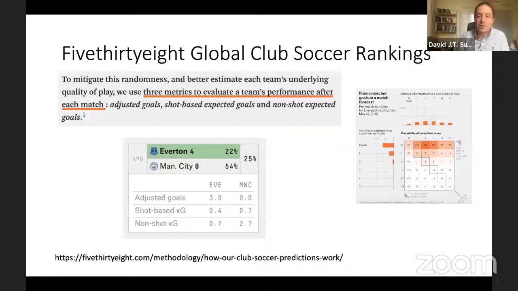And then for every match, you look at the adjusted goals, the shot-based expected goals, and the non-shot expected goals, and use that to update the rankings of the teams. It was quite cool to see they use exactly this. I showed this heat map of the results. I've no idea why they also used Everton versus Manchester City in their example, but apparently it's a popular example to use. This one is Liverpool versus Brighton. Most likely result 2-0 to Liverpool, but a whole range of different results that they can produce there. Then they simulate the league.